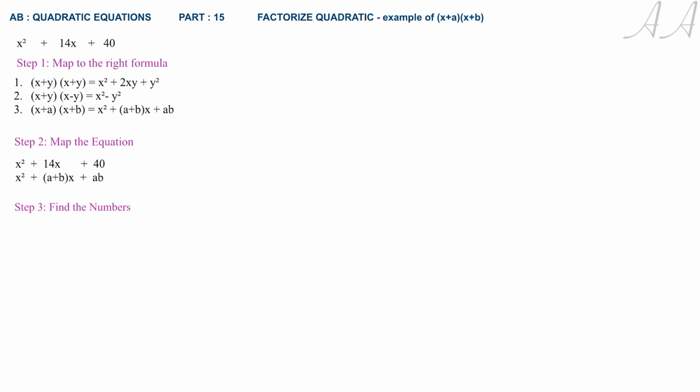So, step 3, find the numbers. A plus b is equal to 14, because 14 is right above a plus b. And ab is equal to 40, because 40 is right above ab.